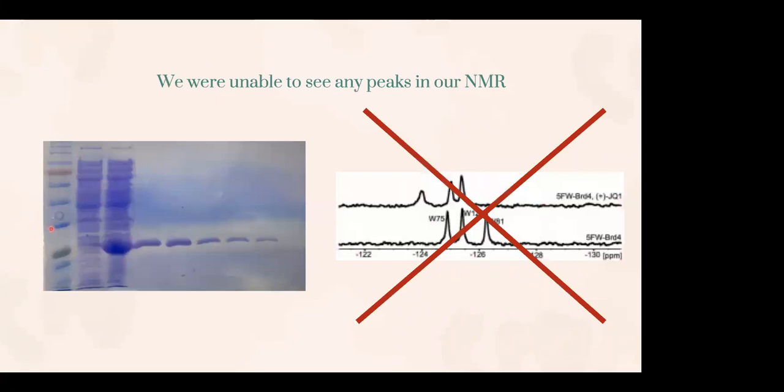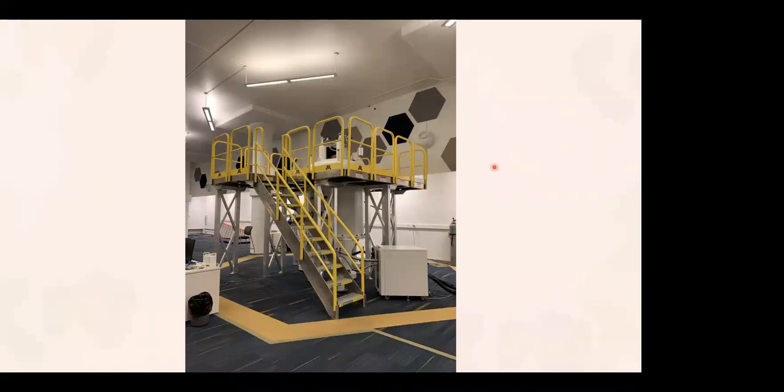So we were able to express B-1 with that defined media, including 5-fluoroindole, but we were unable to see any peaks in our NMR. And there's a few reasons that this could be. The first reason is we don't have any confirmation or quantitative information of how much 5-fluoroindole got incorporated into our protein. So we could have just not had a ton of 5-fluoroindole in our purified protein. But it also very well could be that our NMR is not strong enough.